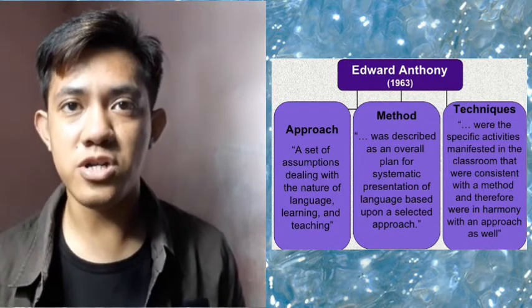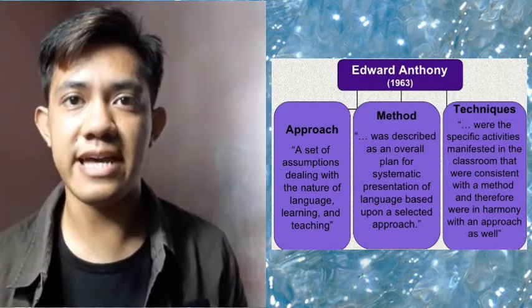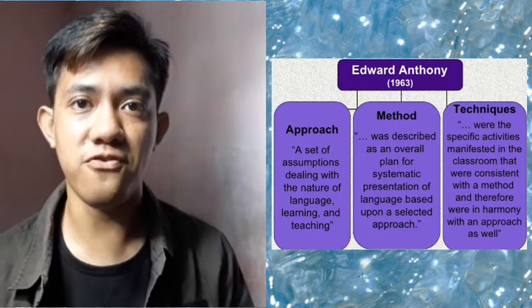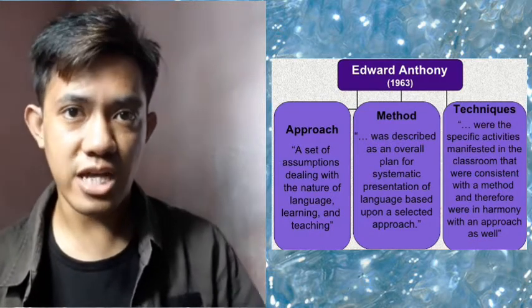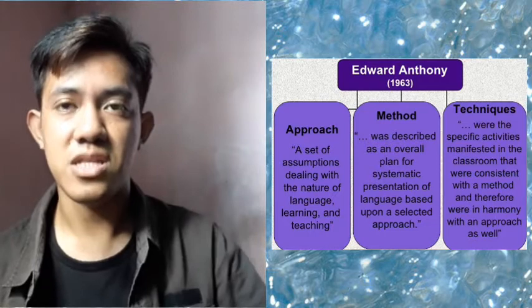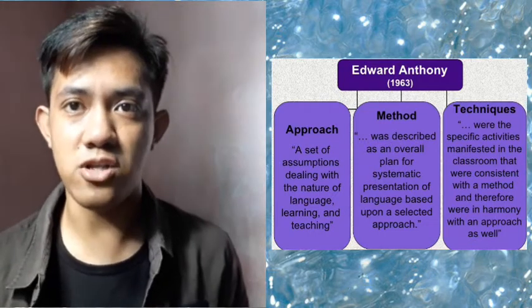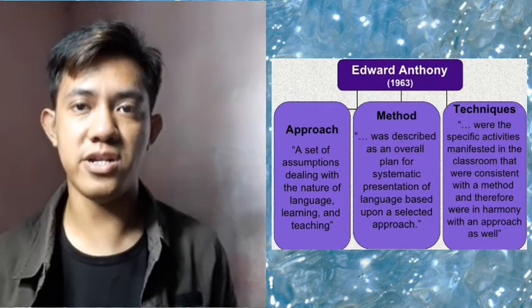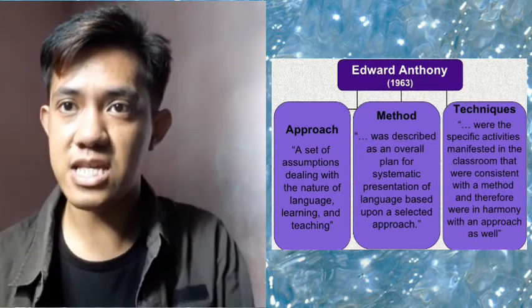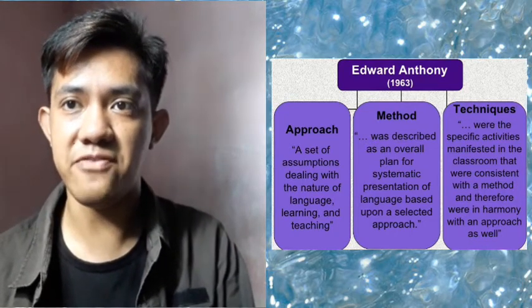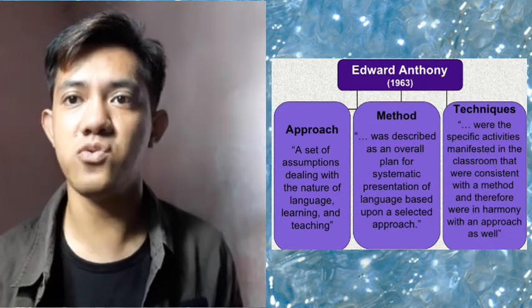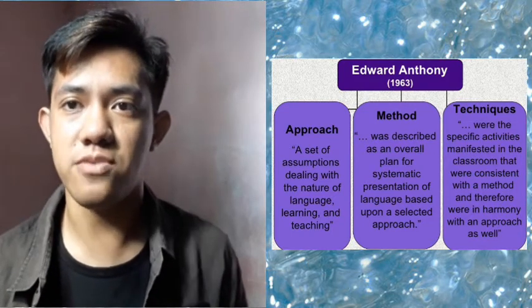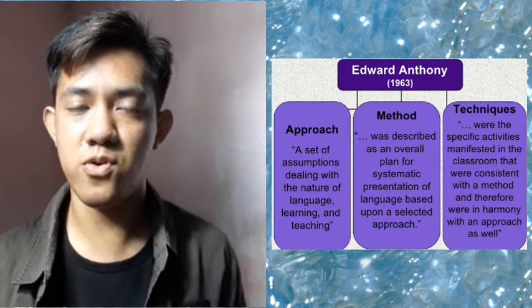In 1963, Edward Anthony gave his definition of approach, method, and techniques. An approach, according to Edward, is a set of assumptions dealing with the nature of language teaching and learning. Method was described as an overall plan for systematic presentation of language based upon a selected approach. And techniques were the specific activities manifested in the classroom that were consistent with the method and therefore were in harmony with an approach as well.